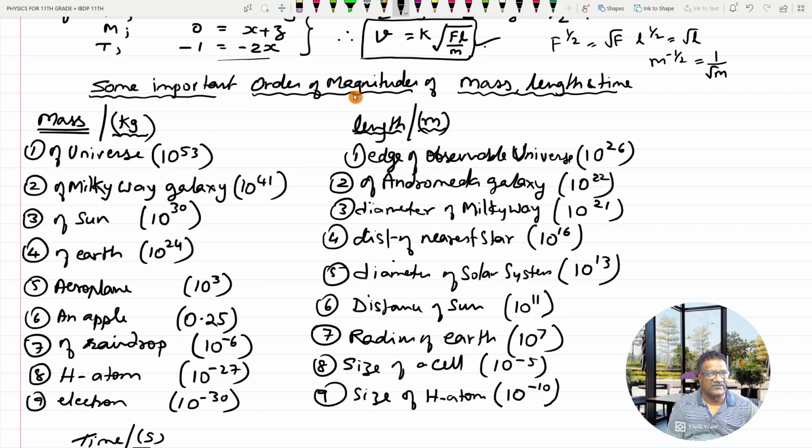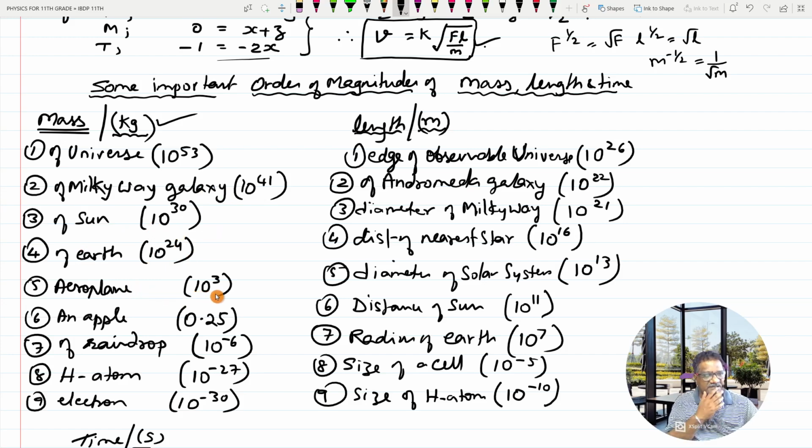Mass: the order of magnitude of the mass of the universe is 10 raised to 53. Mass of the Milky Way galaxy is 10 raised to 41. These are the orders of magnitude, in kg. And mass of the sun is 10 raised to 30 kg. Mass of the earth is 10 raised to 24 kg.